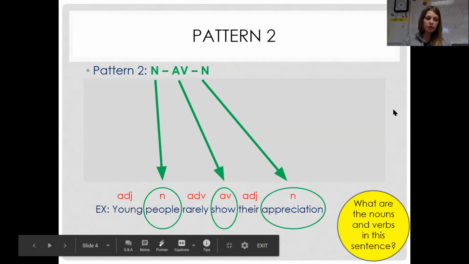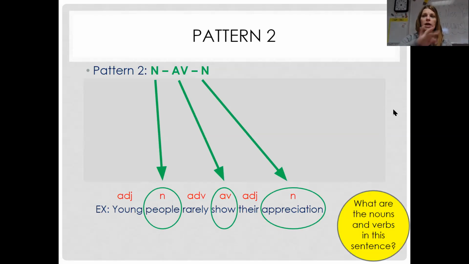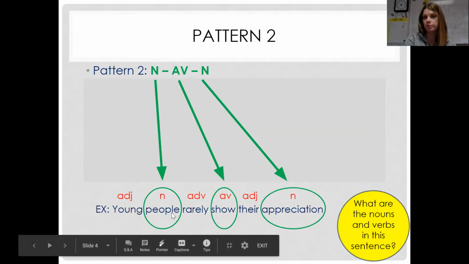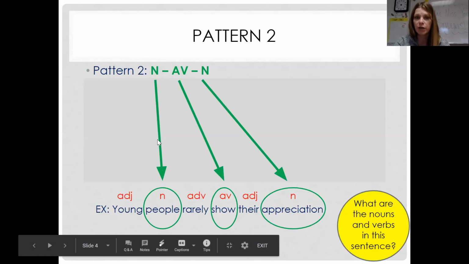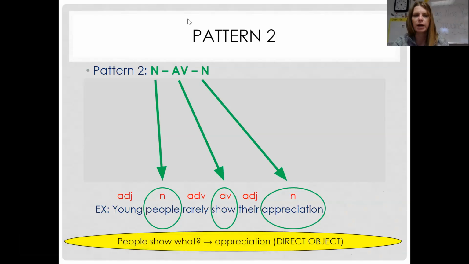And what's really cool about sentence patterns and about English is they will go in order from left to right. They have to. You don't have to wonder, is this my subject and is this my direct object? No. In English, we are really strict on word order as opposed to Latin. Latin doesn't really care. Latin, you can move things around. English, we're really strict on it, so that means the first noun will always be your subject, the verb is after that, and then that second noun, if it's a pattern 2 sentence, is your direct object. It has to be. That's just how English works. People show what? Appreciation. That's your direct object. That's it.